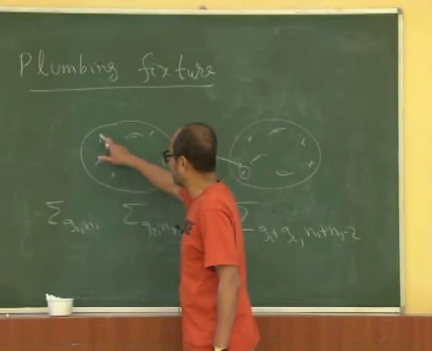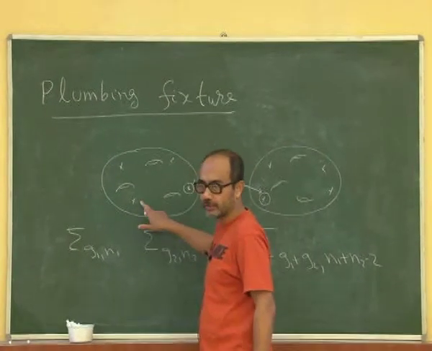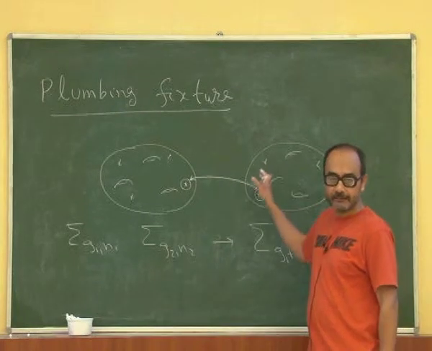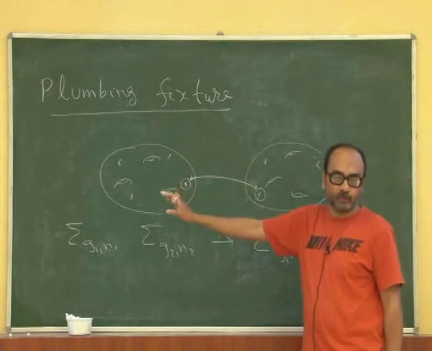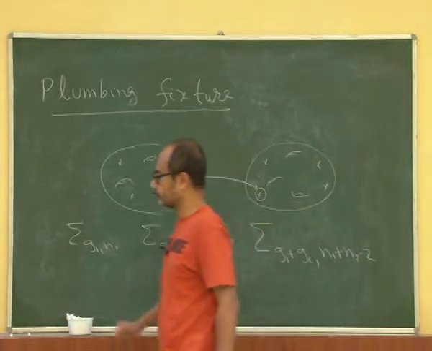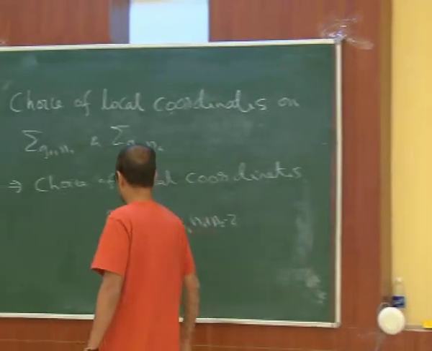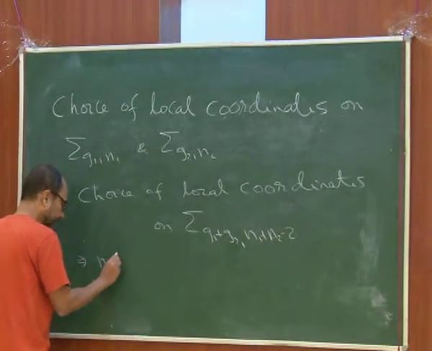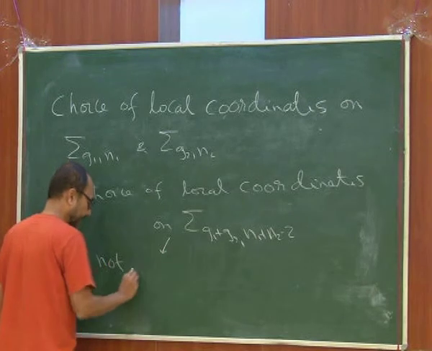If you already knew what the local coordinate choices are around these punctures over here and around these punctures over here, the glued Riemann surface automatically inherits that choice of local coordinates. Okay, so it's not arbitrary anymore. So this is constrained.